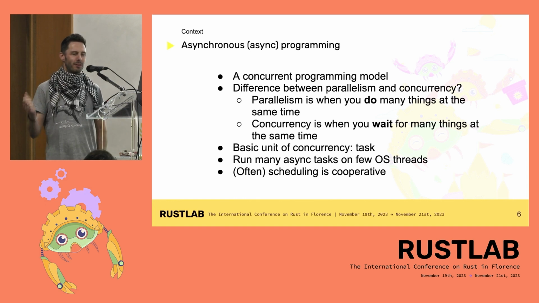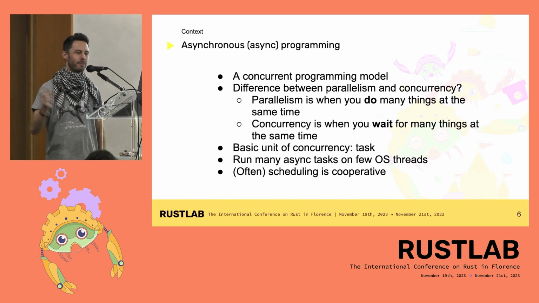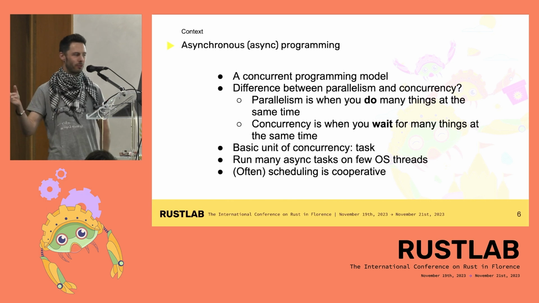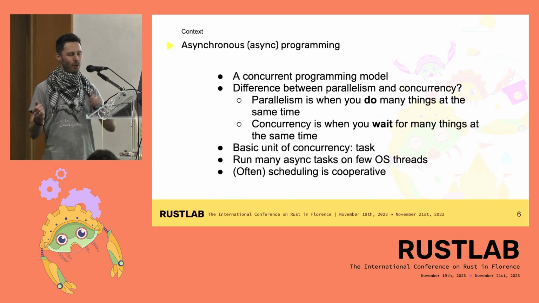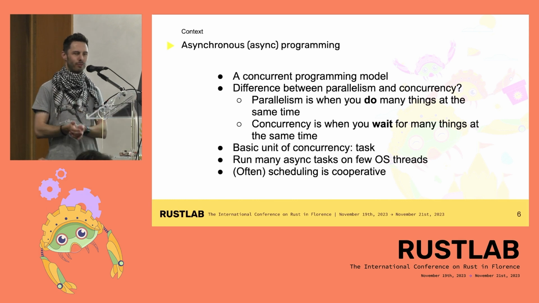What this really means is that you can take a single core and you can interleave tasks onto it. You can also take multiple cores and interleave tasks across multiple cores. It works just as well. The basic unit of concurrency is a task. This is fairly standard nomenclature, but definitely within Rust, this is the standard. You can run many, many tasks on fewer OS threads. And often, and definitely in the case of Rust async, scheduling is cooperative.